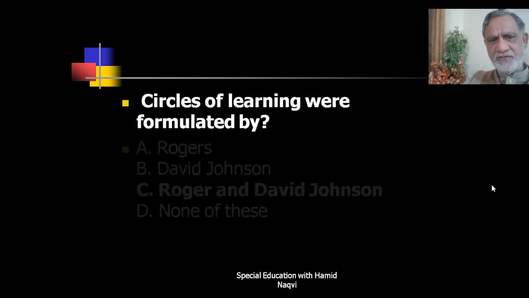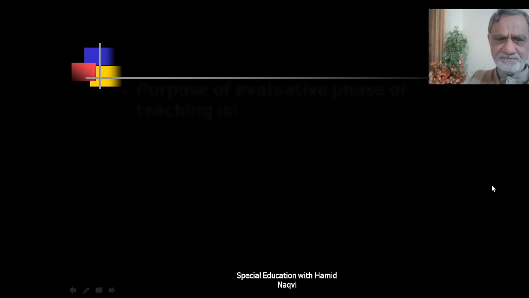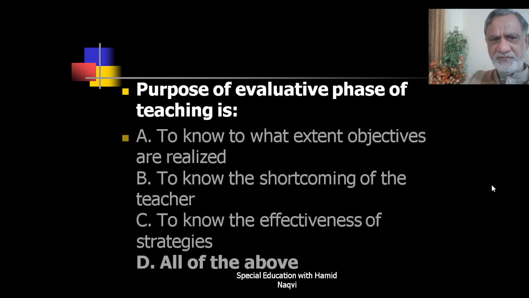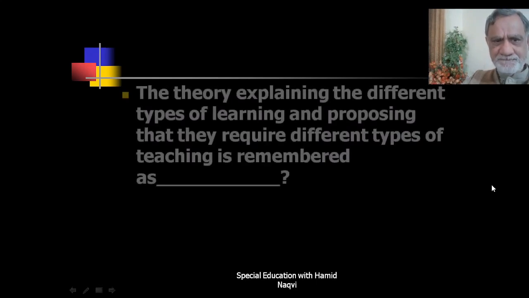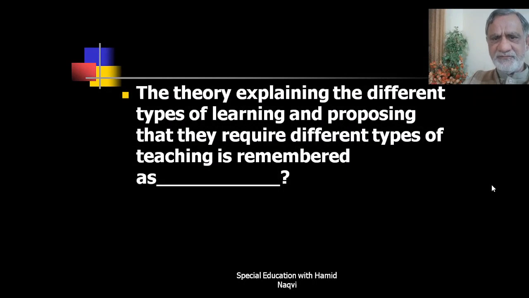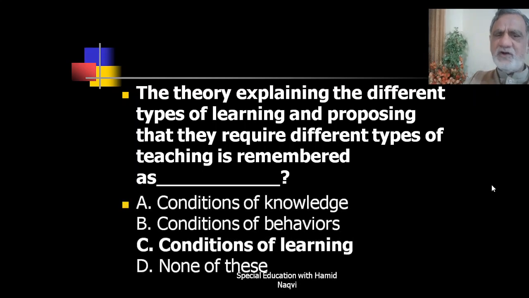Circles of learning were formulated by Rogers and David Johnson. None of these. Both Rogers and David Johnson is correct. Purpose of evaluated phase of teaching is to know to what extent objectives are achieved, to know the shortcomings of the teacher, to know the effectiveness of the strategies. The correct is all of the above. The theory explaining the different types of learning and proposing that they require different types of teaching is remembered as conditioning of learning.